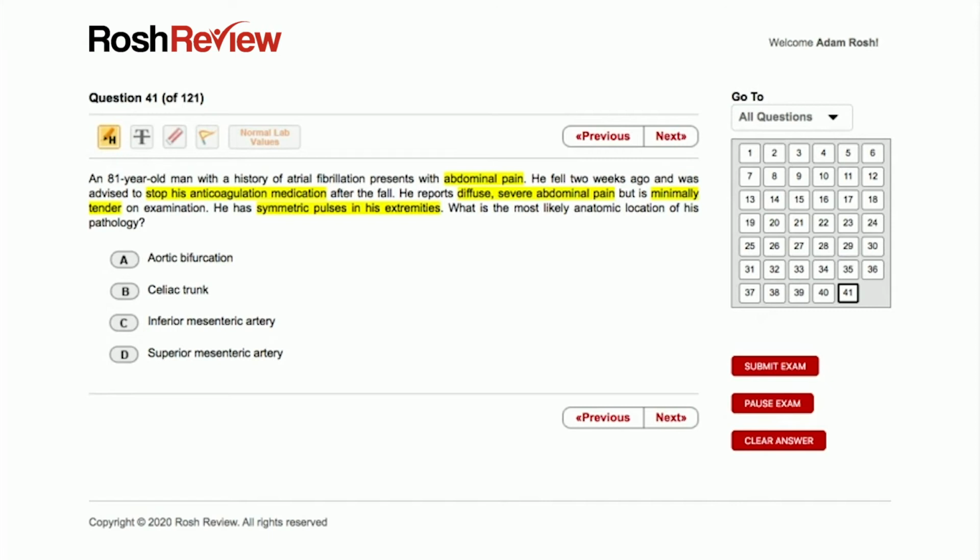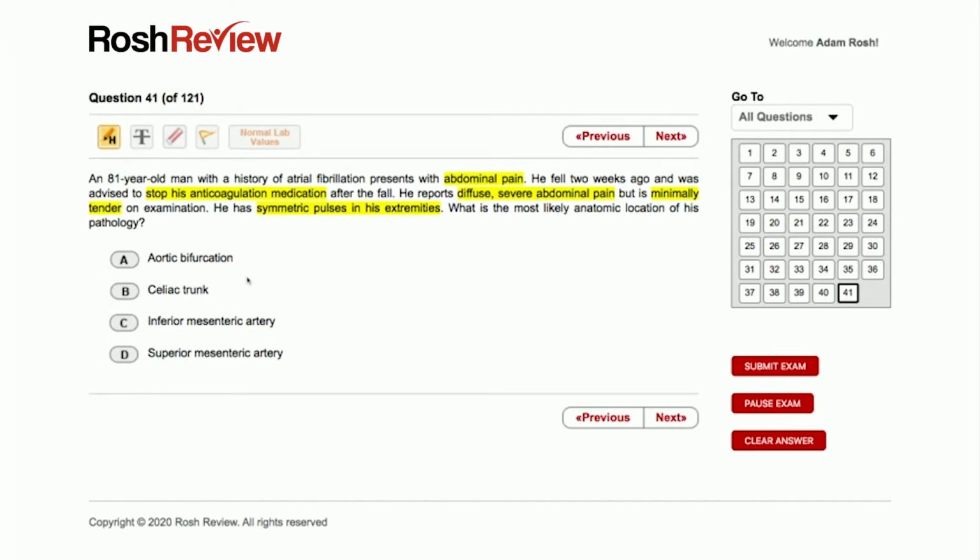So knowing all of this, let's go and answer the question, which is the most likely anatomic location of his pathology. Okay, so one, what does this patient have? What's the diagnosis? So he is prothrombotic at this stage because he's off anticoagulation, and now he has abdominal pain out of proportion to exam. This sounds like he has an intestinal or some type of ischemia due to a thrombosis in the mesentery. Okay, so one of these four answer choices is the anatomical location.